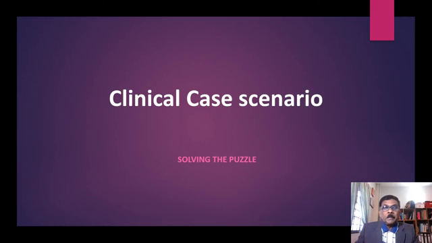Okay, clinical case scenario. This is a very important subject, especially for exams, where the students are expected to interpret the data given from the patient. It's also important for students clerking patients to interpret the signs and the symptoms that they obtain from the patient and come to a reasonable and logical diagnosis.